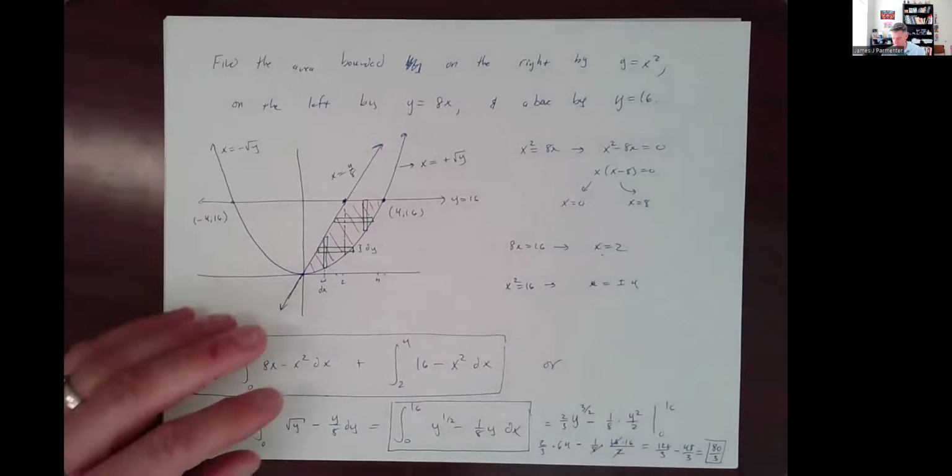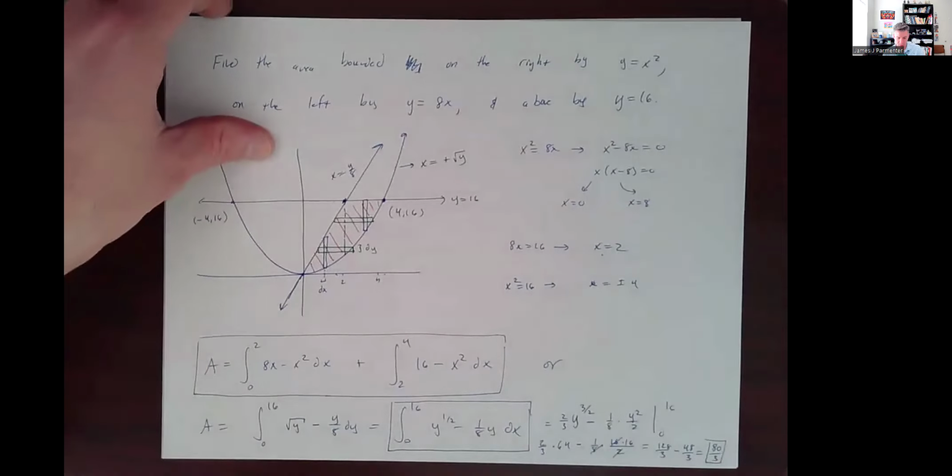Let's do one more example like this, and we'll talk about the midpoint rule, and we'll talk about volume on Tuesday. So in chapter 5.5, there's some area between curves. Let's look at one more example here.